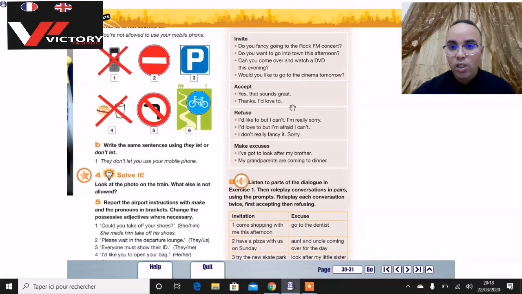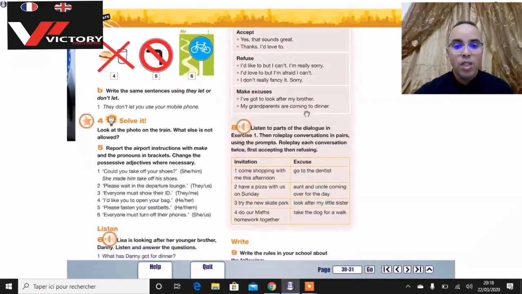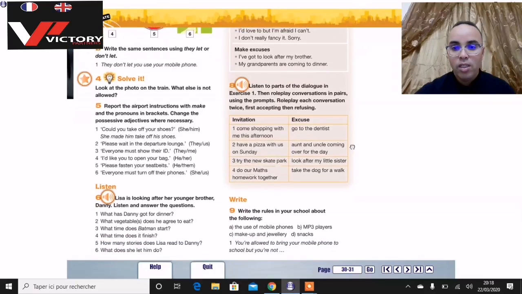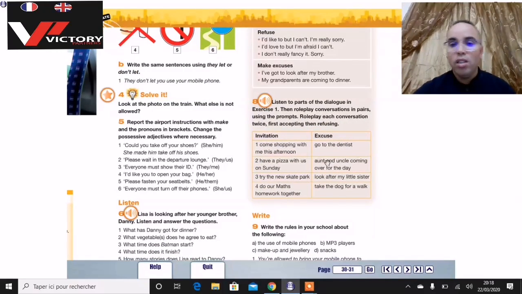So here we have an activity in order to practice these expressions. This is activity number 8. This is a listening activity, and then it can be a speaking activity. It means you are going to speak, to give a product. So let's listen and see what we are going to do in this activity. We are going to listen to parts of the dialogue in exercise number 1. Then role play conversations in pairs. You are going to act out conversations in pairs, which means you need a partner, using the prompts. Here we have some prompts, some situations.